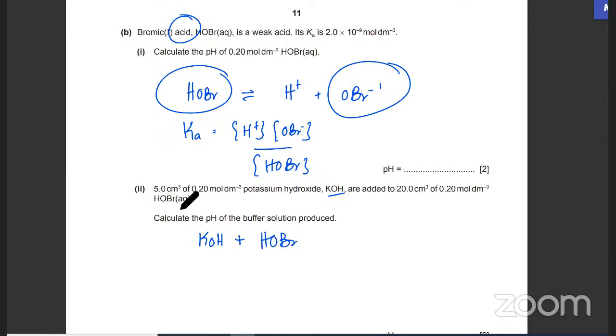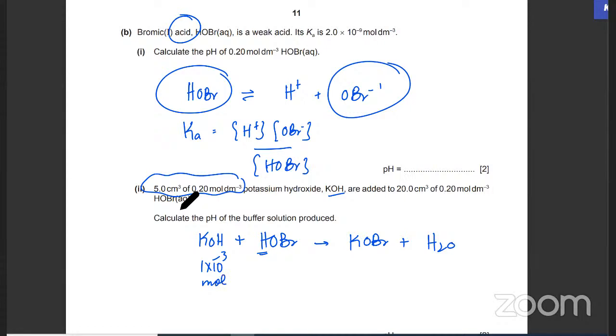So there's going to be an acid-base reaction. What is the salt that's going to be produced? KOBr would be produced, plus water. Is this clear? That's how salts are produced: the H in the acid gets replaced. That's going to be your salt. How many moles do you have? You've got 5 into 0.2 divided by 1000, which is 1 into 10 to the minus 3 moles.